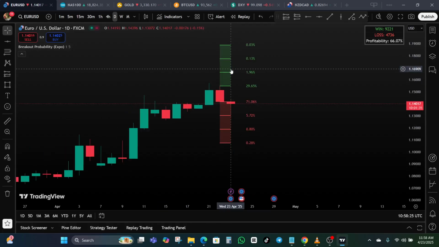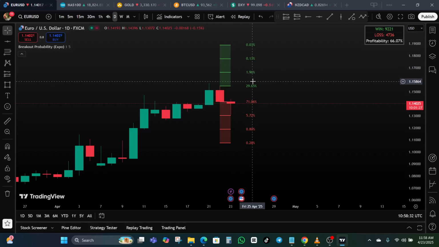So basically, when using this indicator, you'll be watching out for the levels that have been marked, the support and resistance levels.